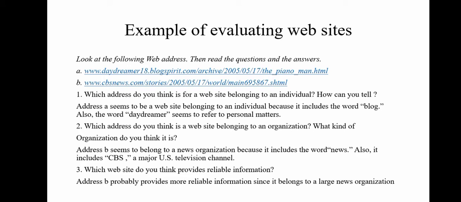So we can answer the following question by identifying each of the listed websites here. If we have identified the listed website, we can know whether the website provides reliable information or not.